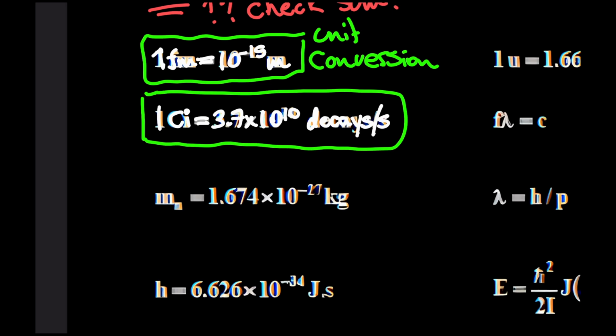What is 1 Ci, or 3.7 times 10 to the 10 decays per second? Just typing that into ChatGPT, we'll see what it says.